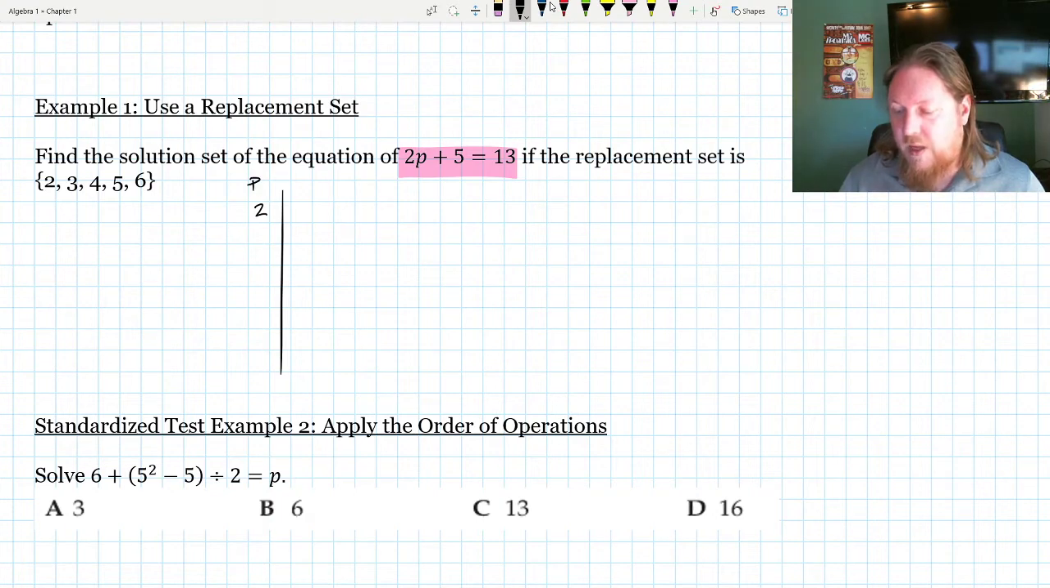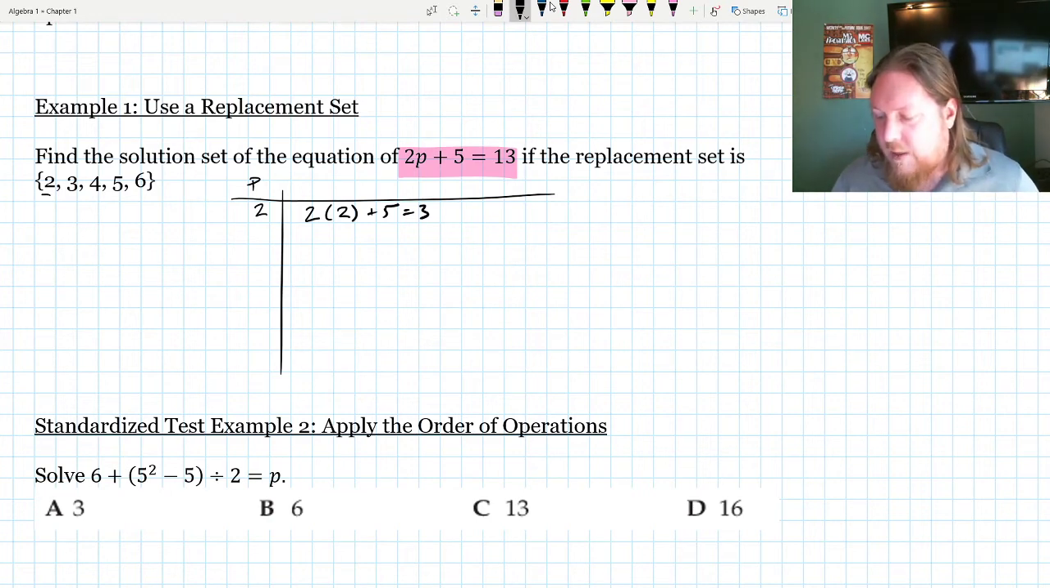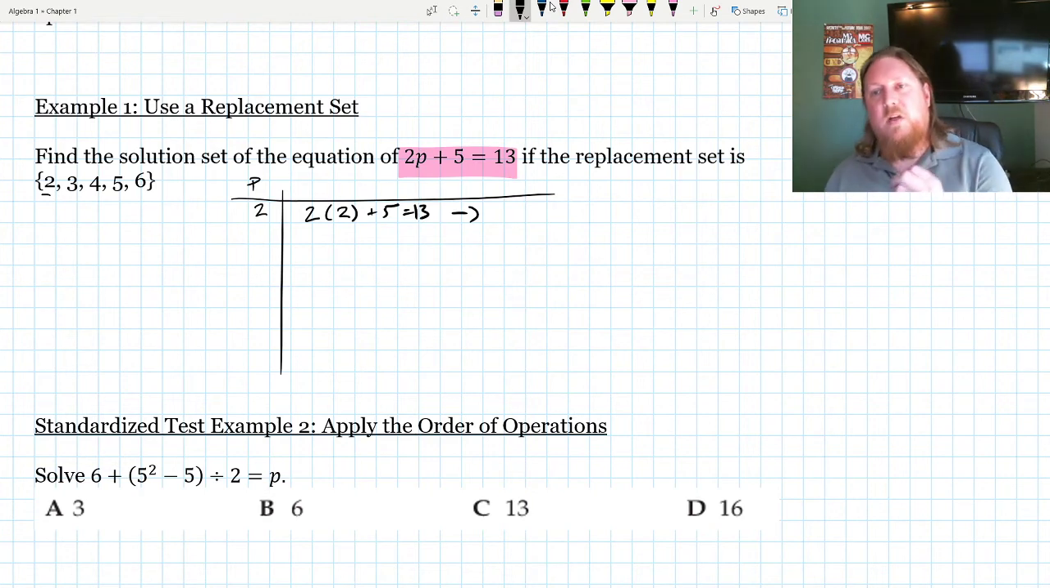I'm going to call that column P, because that is one of the numbers in the replacement set. And I plug it in here: 2 times the p-value of 2, plus 5 equals 13. And what do I get from that? Notice how I forgot my 1 for 13. Notice how I'm not using another equal sign here. I'm using an arrow to say, now I've evaluated everything.